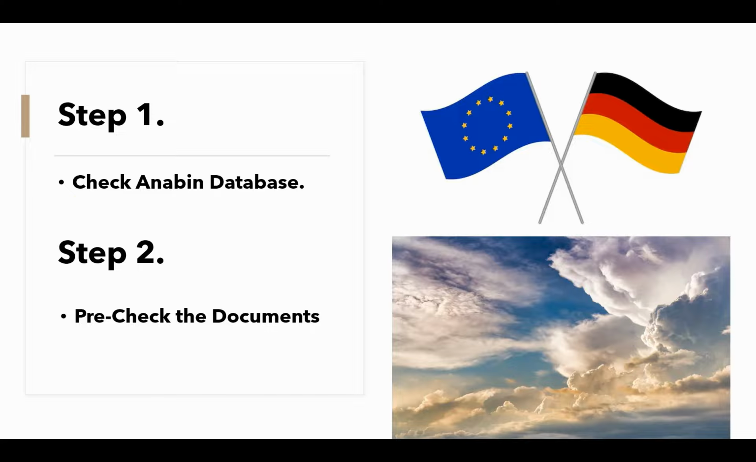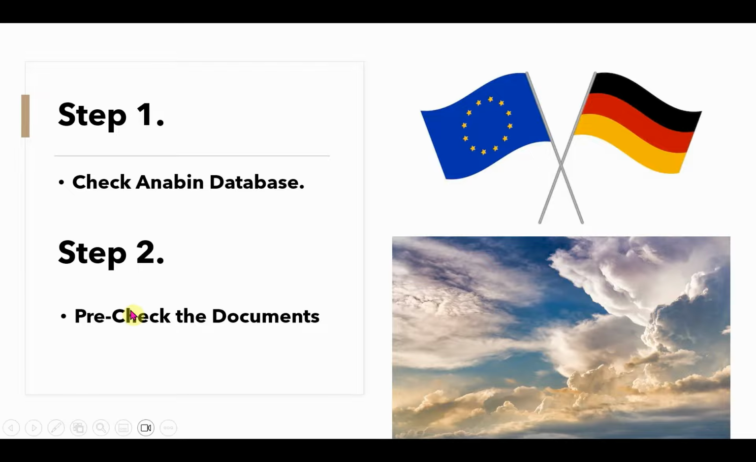But if your degree is not available in the Anabin database, you have to apply for verification. You have to apply for a statement of comparability. It's called ZAB, the central office for foreign education of Germany. You have to apply there to get a statement of comparability for your degree.